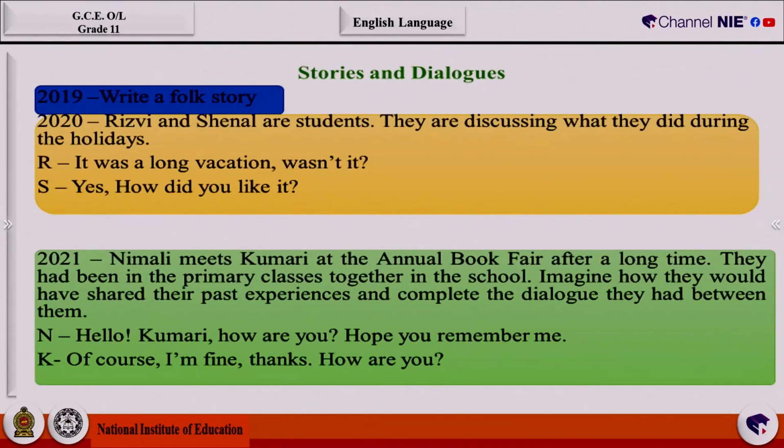So we know that in our dialogue we have to write how they spent their primary school days together in the same class, in the same school.